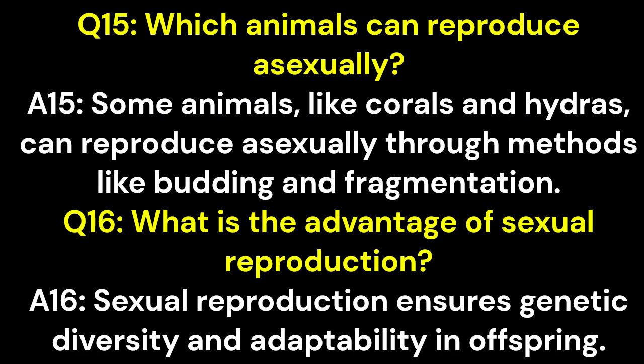Q15. Which animals can reproduce asexually? A15. Some animals, like corals and hydras, can reproduce asexually through methods like budding and fragmentation. Q16. What is the advantage of sexual reproduction? A16. Sexual reproduction ensures genetic diversity and adaptability in offspring.